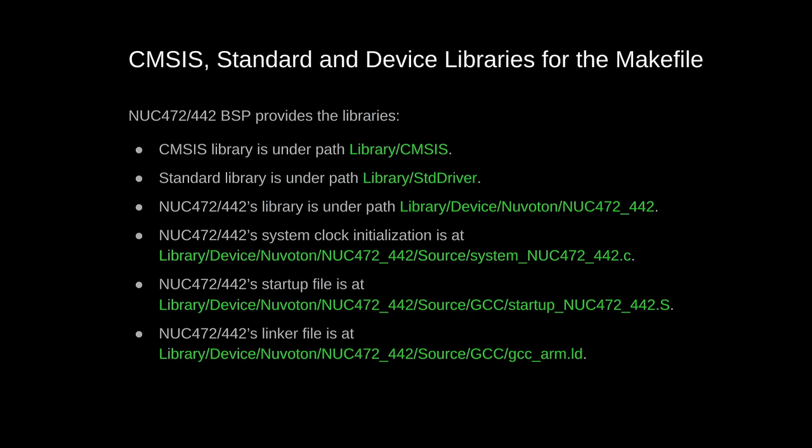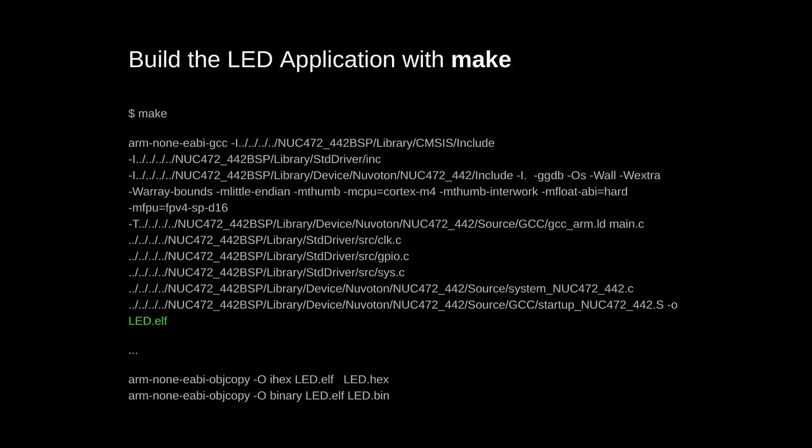Okay, the makefile must define some paths. The first one is the CMSIS libraries path. It is under library/CMSIS and the standard library, and the chips library here. We also must include the system clock's initialization and the startup file and the linker file in the makefile. And I'm going to have a demo video.